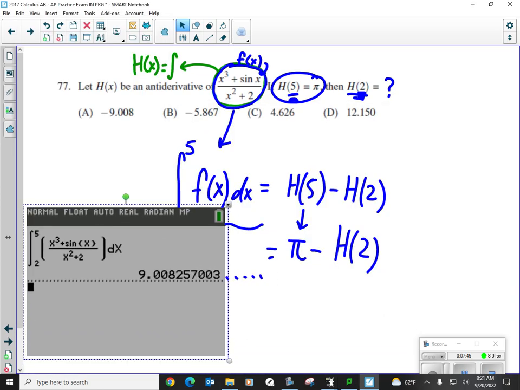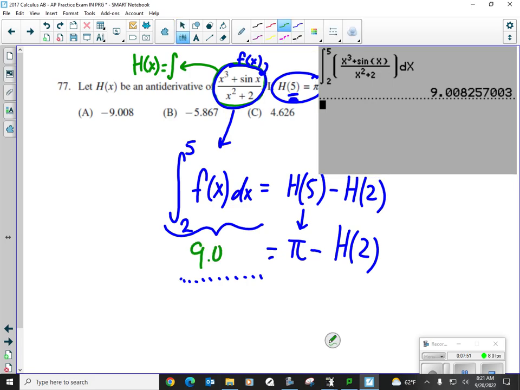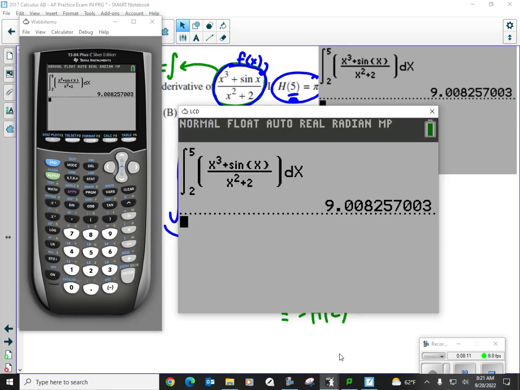Let's just bring this down here. So here we go. Put this off to the side. So I now have 9.00825 whatever. Well, let's subtract pi from this. I got to subtract pi from this value. And then that's going to equal negative h of 2. Now let's do that in the calculator while we got it. We have our answer, and I'm going to subtract pi.